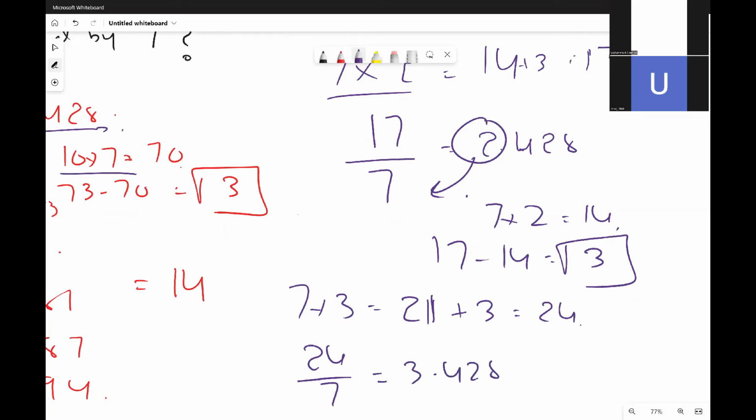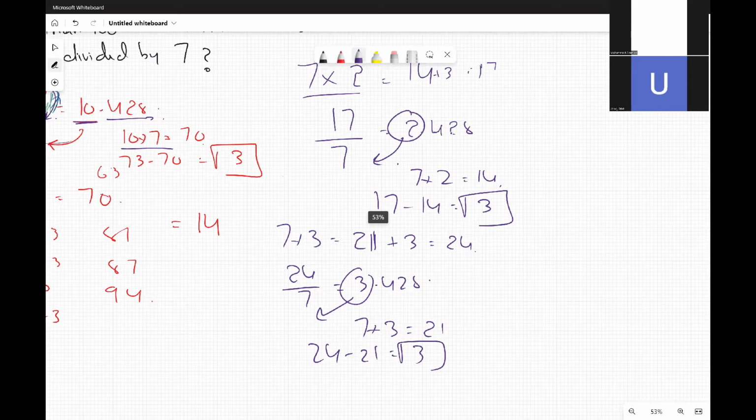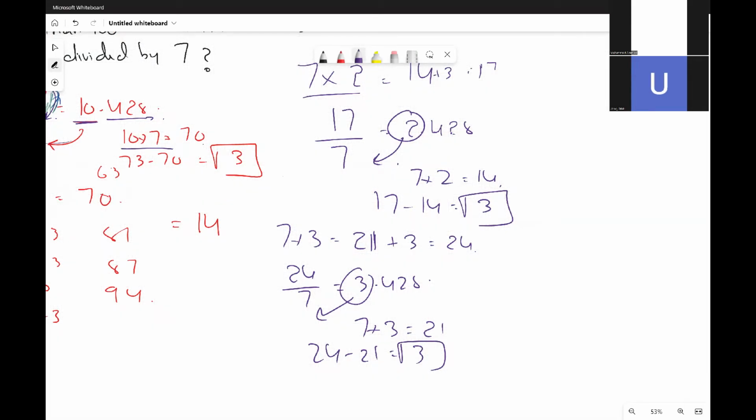3.428. 3 is the quotient multiplied with 7. 7 times 3 is again 21. So 24 minus 21 is 3. Answer is again 3. So this way, if you pick up any multiple of 7 and you add 3 to it and then you divide it by 7, the remainder will always be 3.